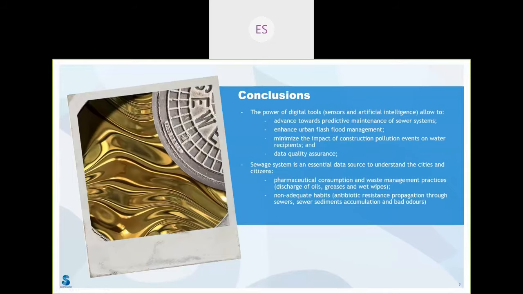And finally, the power of digital tools such as sensors and artificial intelligence can help us to advance towards predictive maintenance of the sewer systems, enhance urban flash flood management, minimizing the impact of these events, minimize the impact of construction pollution events on water recipients, and the data quality assurance.